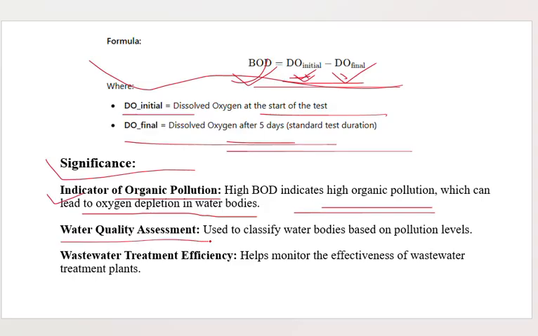Then water quality assessment. Through BOD, we can classify water bodies based on pollution levels. And in wastewater treatment also, BOD measurement is done. This helps monitor the effectiveness of wastewater treatment. After wastewater treatment, we can measure BOD of the treated water, to see how effective the treatment is before discharge into streams or any other water body.